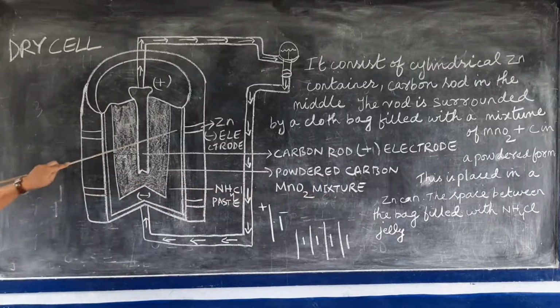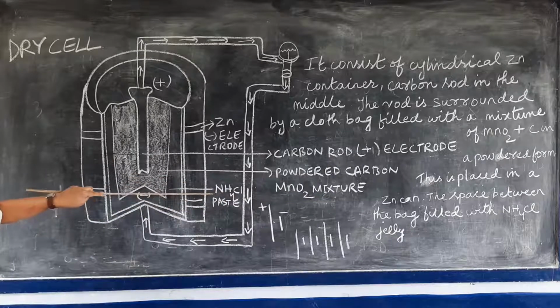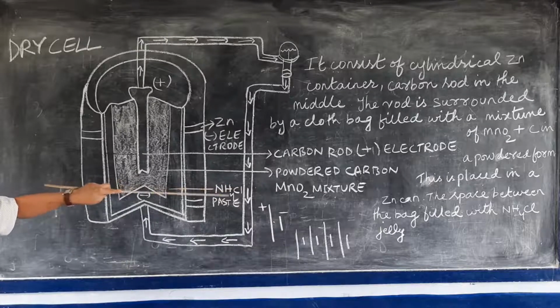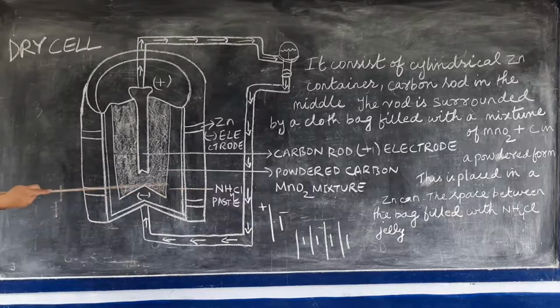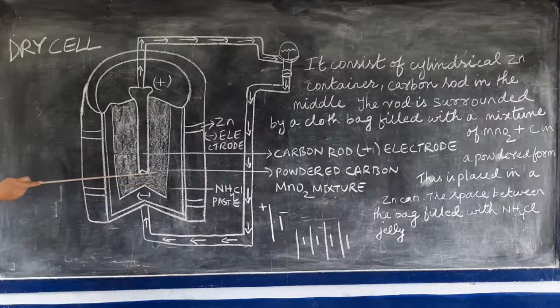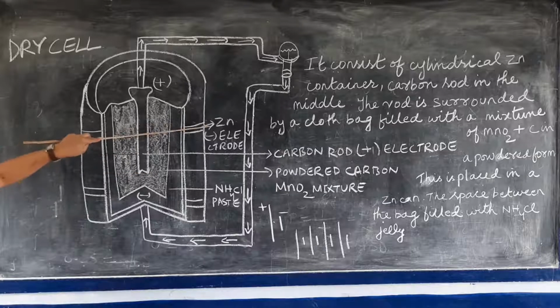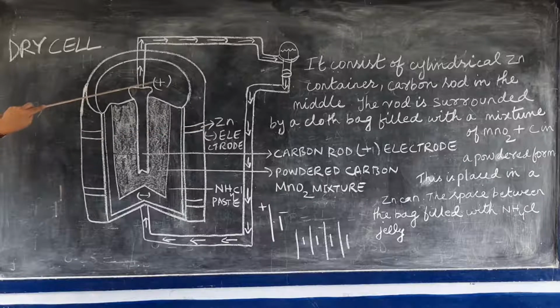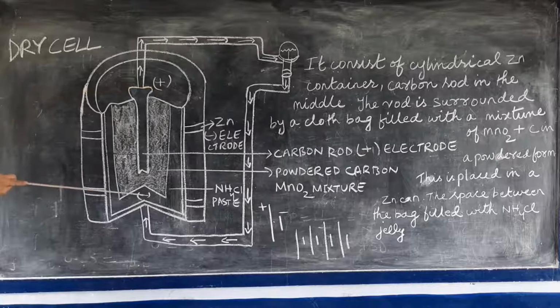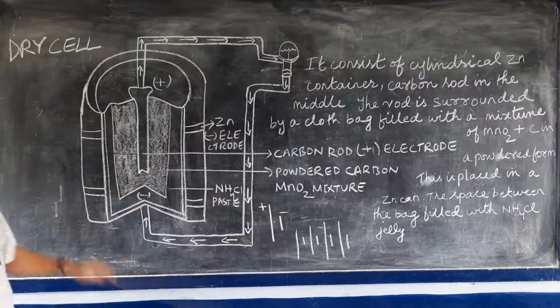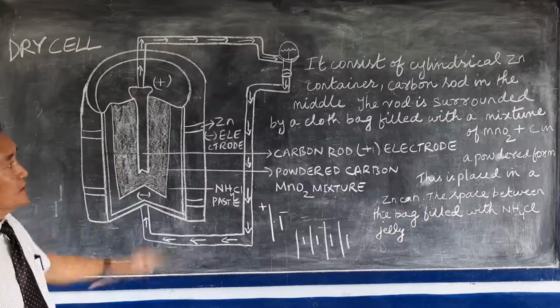Then again on this side, there is a paste of ammonium chloride. This is NH4Cl I have written here. This side is the ammonium chloride paste. This one is the powdered carbon and manganese dioxide mixture. This one is the carbon rod, and this is the zinc electrode. The upper portion of the cell acts as a positive terminal, and the base of the cell acts as a negative terminal. Now this is about the dry cell.